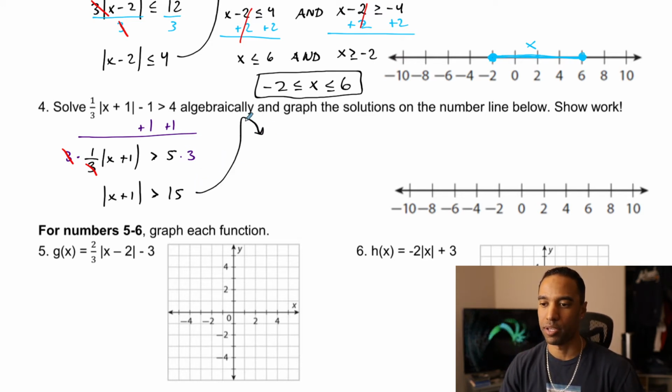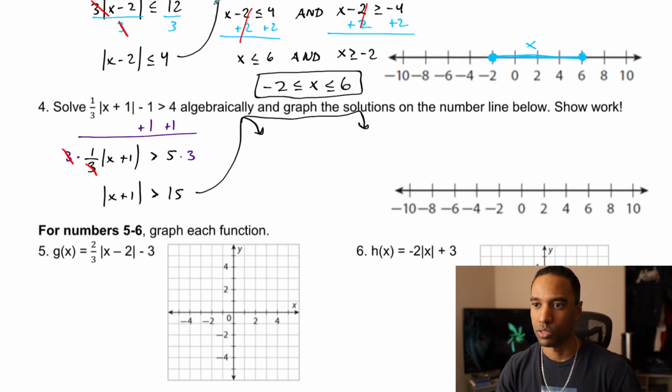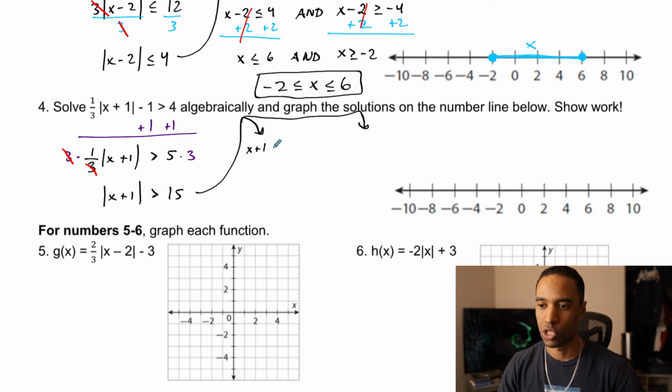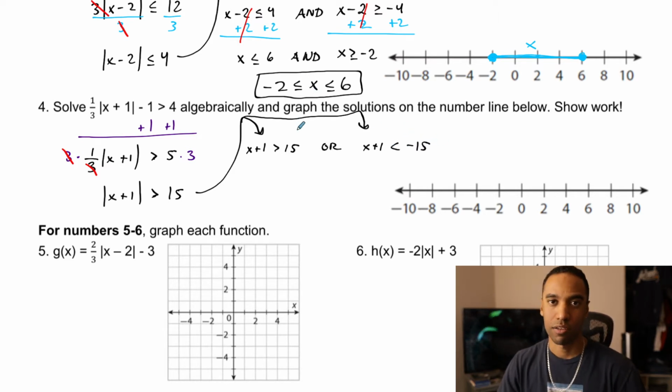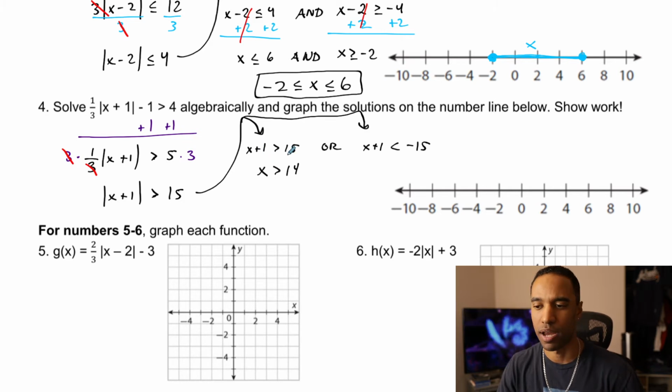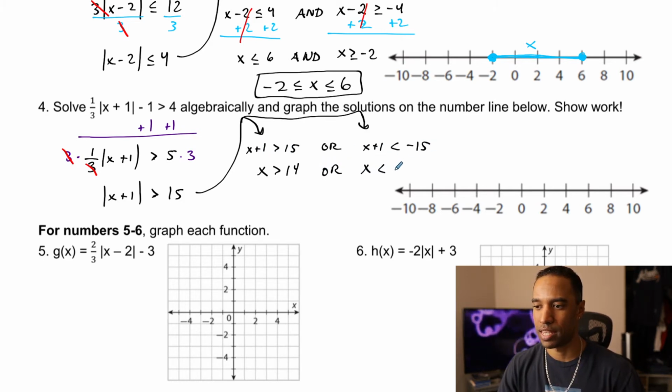And as we split it up here, the greater than means staying outside of 15 units of your number. So either x plus 1 is greater than positive 15, or x plus 1 is less than negative 15. Again, staying 15 units outside of 0. Now, what is x? Subtract 1 from both sides. We get x is greater than 14. Again, trust the process. Subtract 1 from both sides. x is less than negative 16 right there.